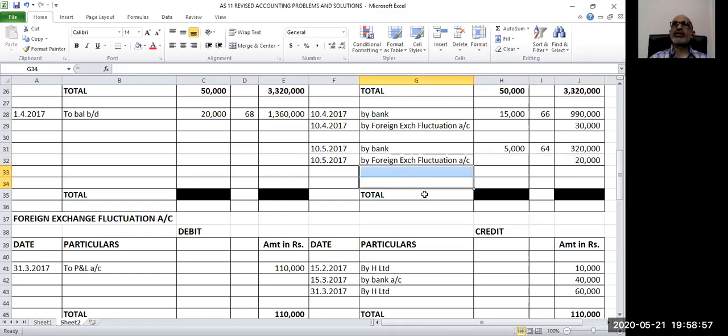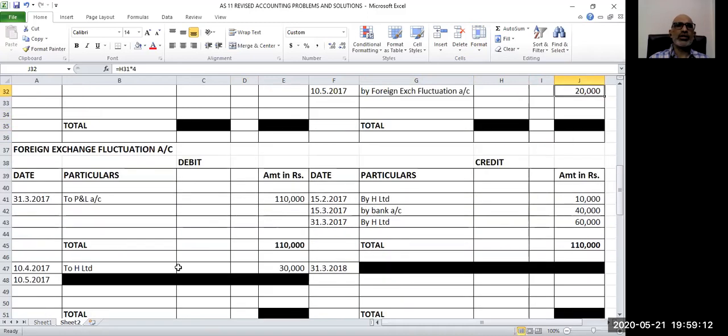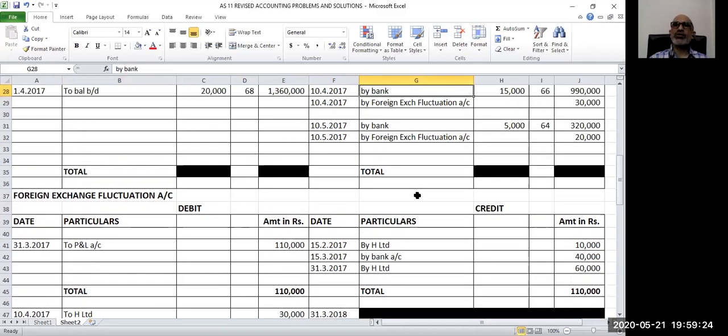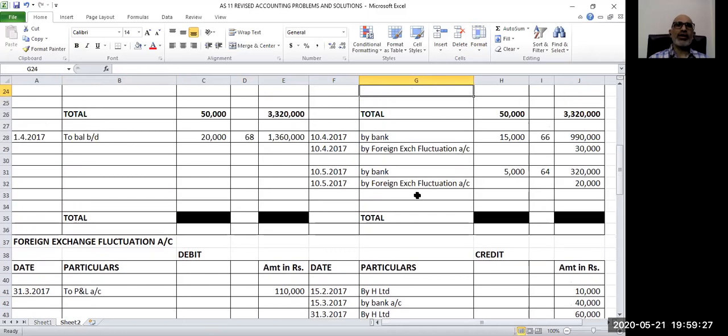How did we record these entries? Firstly, bank account debit to H limited 3,20,000, and then foreign exchange fluctuation account debit to H limited 20,000 rupees. So here also we will have one more entry 10th May to H limited 20,000 rupees, which is towards the loss. So this is almost concluding part of our accounting process. Now at this juncture, if you balance this account, you'll realize that it is automatically balanced.